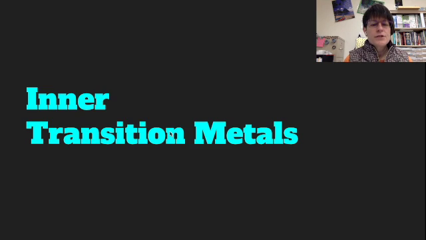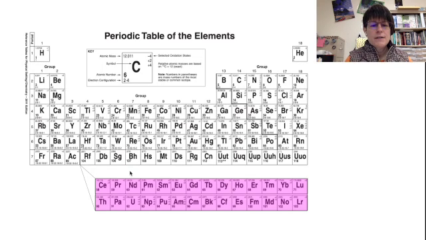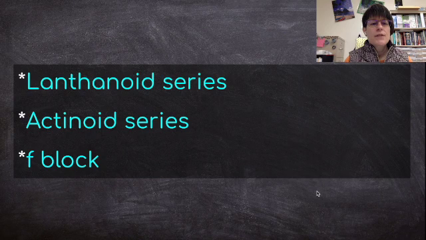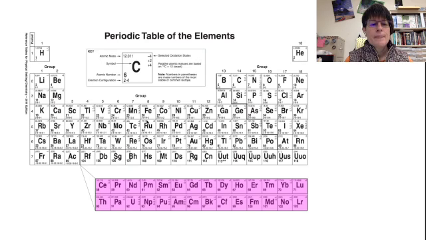Then there are the inner transition metals. These are the metals down here in the F block. They are called the lanthanoid series and the actinoid series, and they are part of the F block. The lanthanoid series are on the top, the actinoids are on the bottom, and they're simply named for the first element in the series. And so the lanthanoids and the actinoids right here is why they're named that.